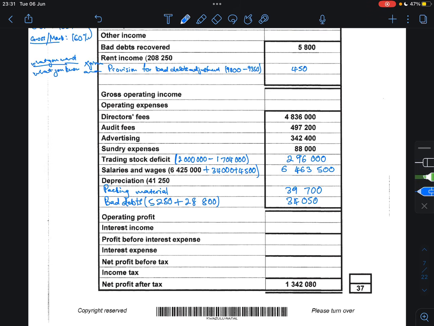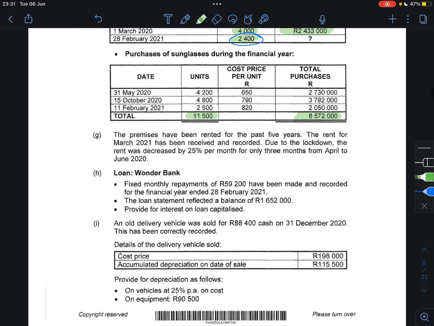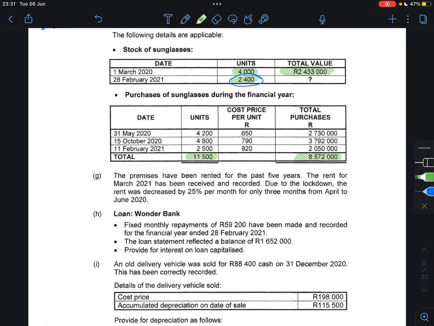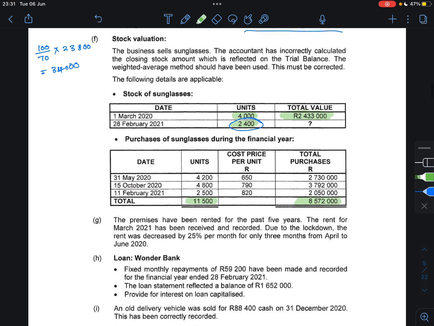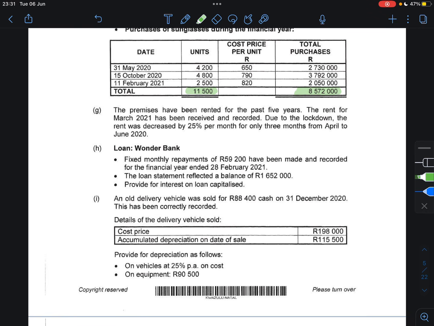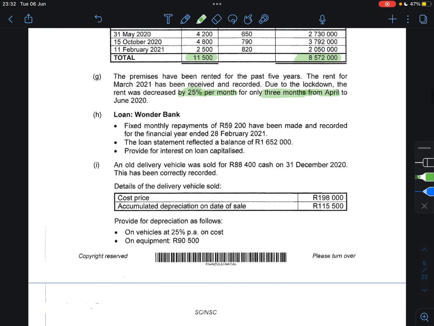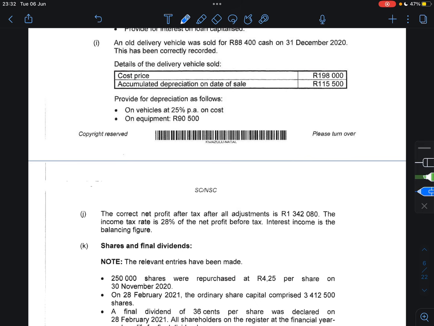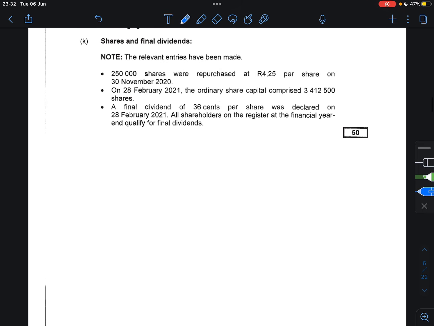And then our next adjustment talks about rent. Yes, rent, because we have dealt with F. So now we move to G. The premises have been rented for the past 5 years. The rent for March 2021 has been received and recorded. And due to the lockdown, the rent was decreased by 25% per month for only 3 months, from April to June 2020. So transactions like this, or adjustments, they need you to draw your timeline.